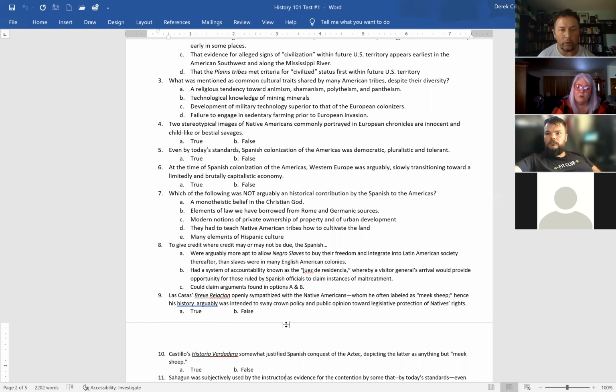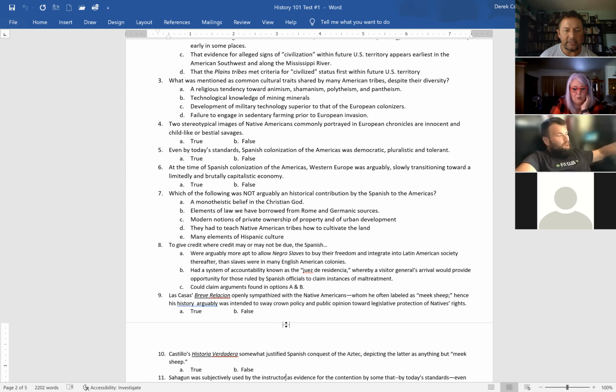Number 8, to give credit where credit may or may not be due, the Spanish were arguably more apt to allow, quote, Negro slaves to buy their freedom and integrate into Latin American society thereafter than slaves were in many English American colonies. I made that point. Again, that's arguable, but I derived that from a particular book and made that claim in the handout. B, had a system of accountability. Remember the visitor general and his juez de residencia? That's absolutely true. And so you find them in both.